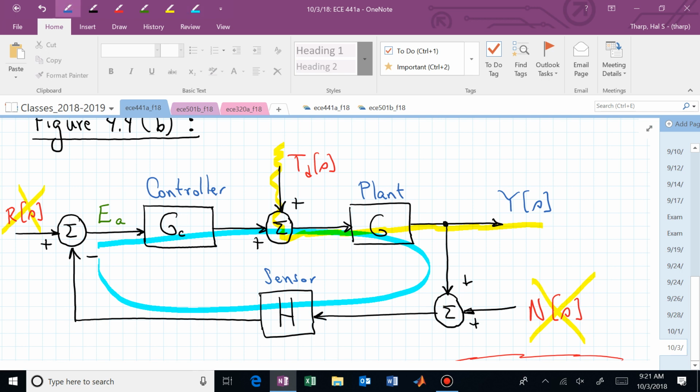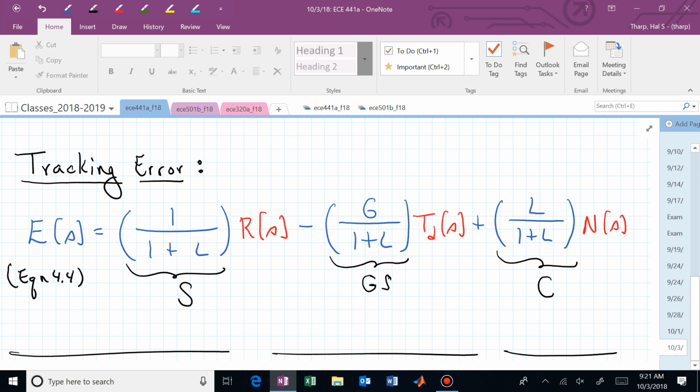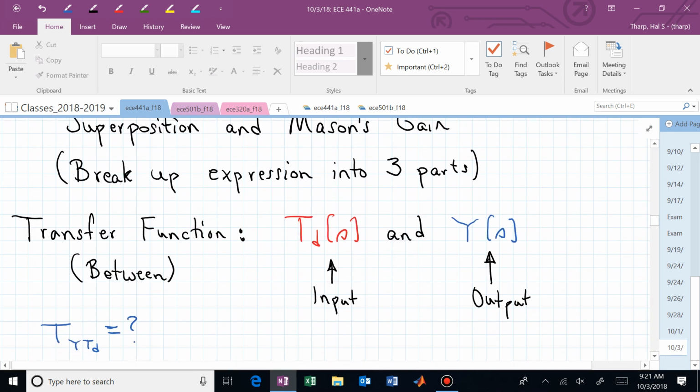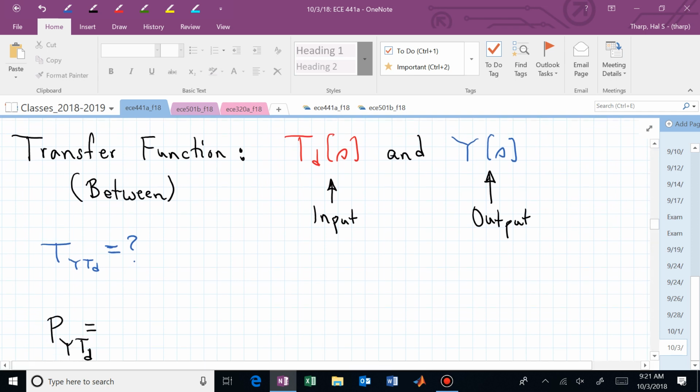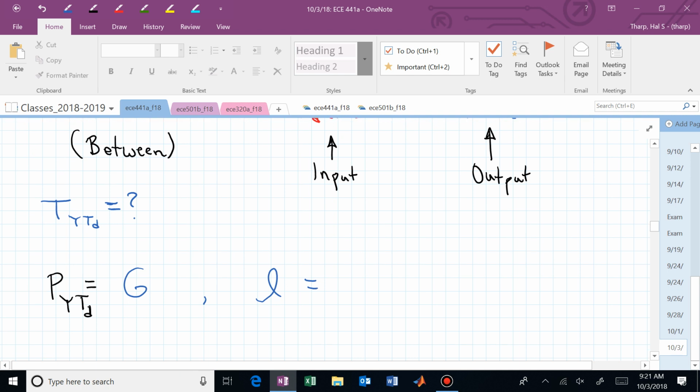So let's now put all of these pieces together. Again, we're trying to eventually arrive at this expression, equation 4.4. And now we're working at the transfer function between t sub d and y. The path between t sub d and y you just told me was g. The loop was minus g sub c g h. And we're going to just go ahead and let that be L, using the textbook notation. This is now going to be minus g sub c g.